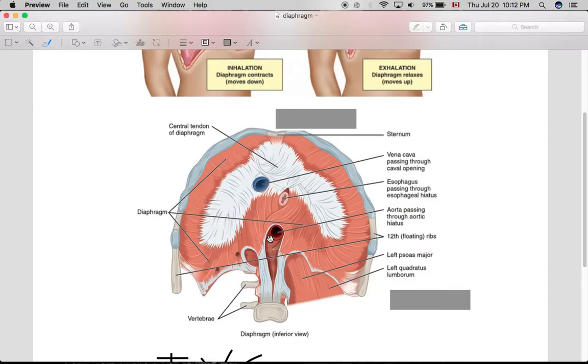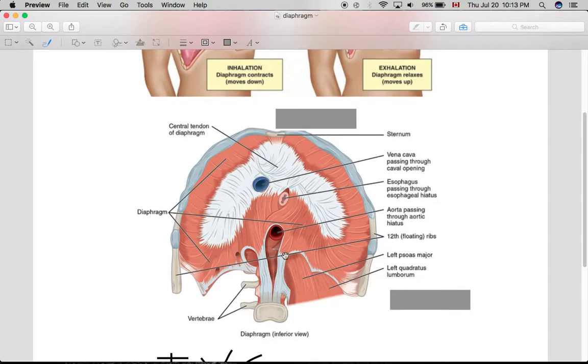So again, we see the median arcuate ligament surrounds the aorta at vertebral level T12. The 2 medial arcuate ligaments surround the psoas major muscle on both sides, and the 2 lateral arcuate ligaments surround the quadratus lumborum muscle on both sides. Also note there are 2 crura, which are these extensions here, one on the left and one on the right, that also surround the aorta and attach it to the vertebral column behind it.